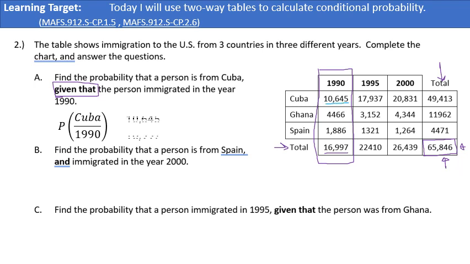10,645. Set it up. Since these are really big numbers, whenever my numbers get really big, I tend not to leave them as fractions. I tend to go to the decimal. So grab your calculator. 10,645 divided by 16,997. It's about 0.6263, or you could say about 62.6% of the people came from Cuba in 1990. Are we good? Does that make sense? All right, let me erase this stuff.